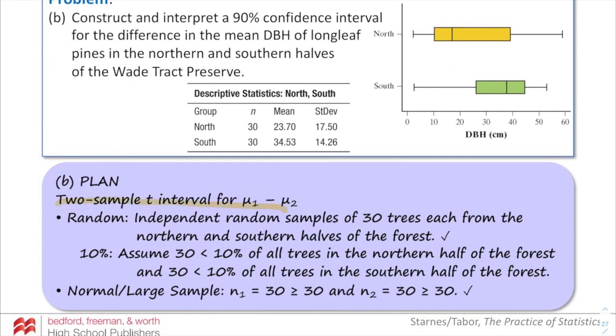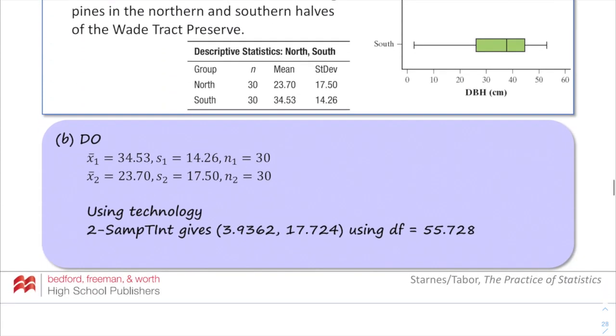Now, we're stating what the test is, or the confidence interval is, a two-sample t interval. Checking our conditions, random samples. We can assume that 30 from the north and 30 from the south are less than 10% of all of those trees in the forest, because it is a forest we're talking about. And both samples are 30, which qualifies to say that it's a normal distribution.